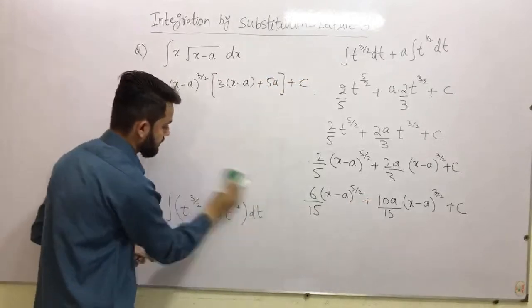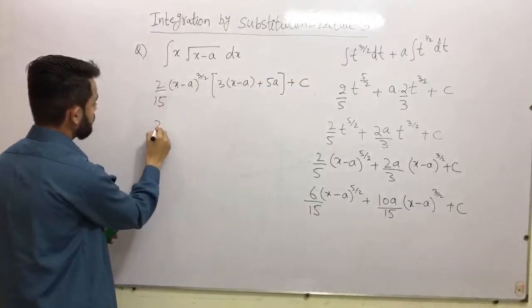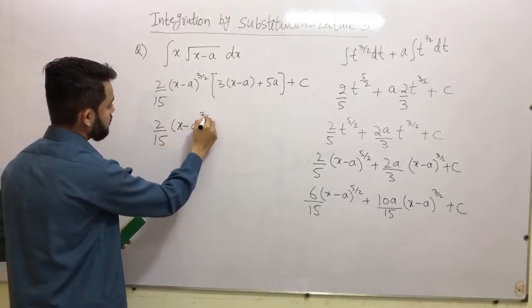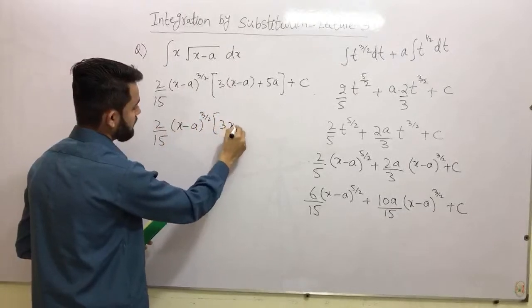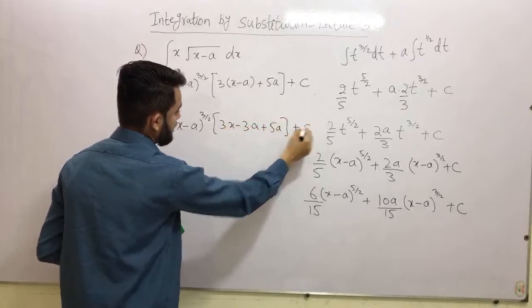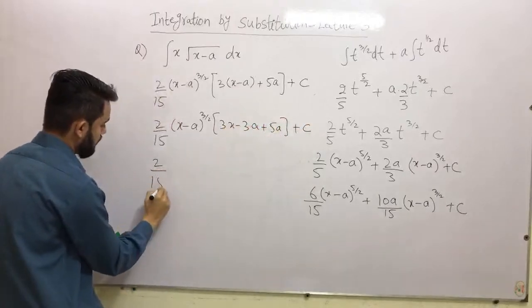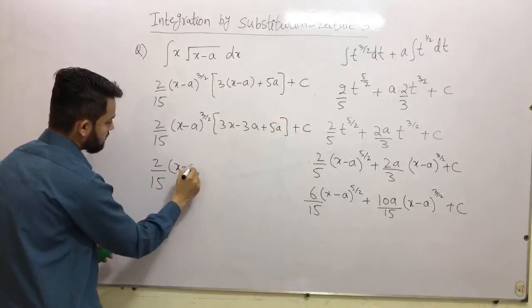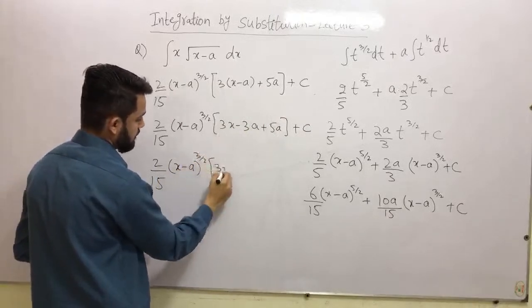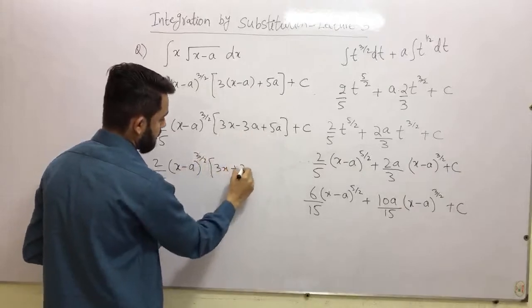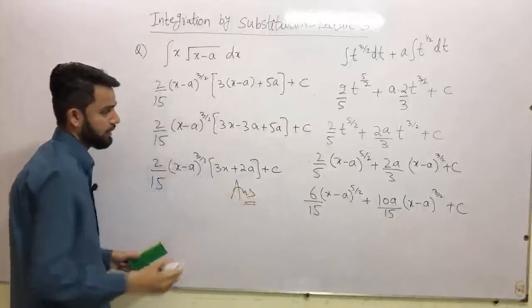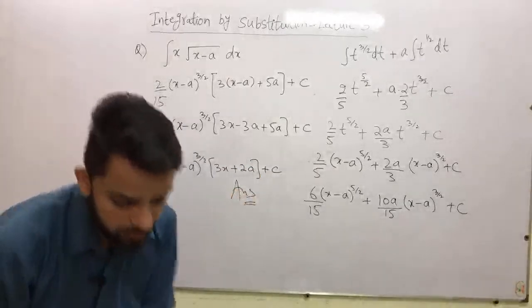Now let's simplify this. So it's going to be 2 over 15 into x minus a to the power 3 over 2, into 3x minus 3a plus 5a, plus c. So you can write it as 2 over 15 into x minus a to the power 3 over 2, into 3x minus 3a plus 5a, which will be 3x plus 2a, plus c. So that's your answer. You can note this down.